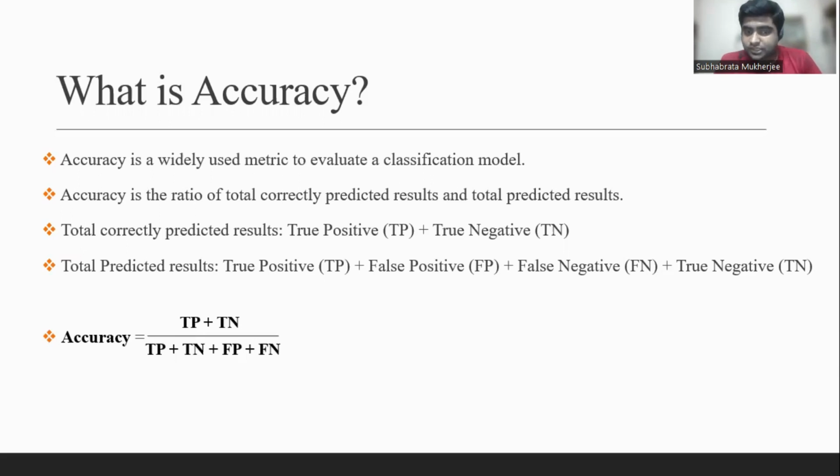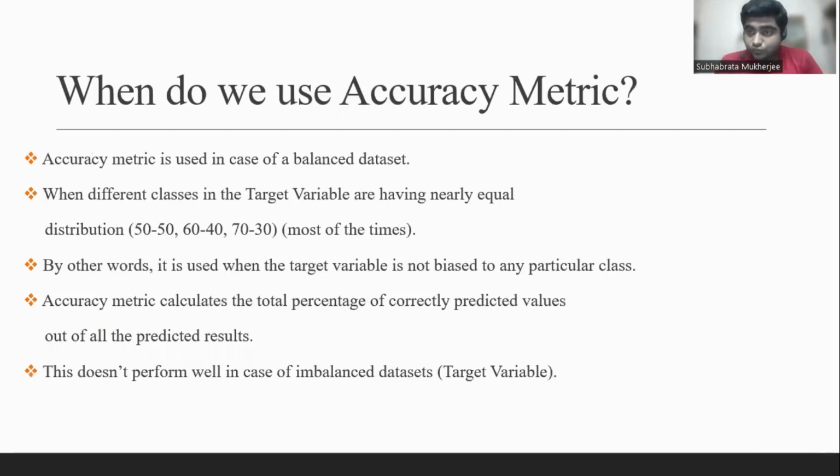So the accuracy is equal to true positive plus true negative divided by true positive plus true negative plus false positive plus false negative. Now, when do we actually use the accuracy metric? Generally, the accuracy metric is used in case of balanced datasets. That means where the classes are equally or nearly equally distributed in the target variable.